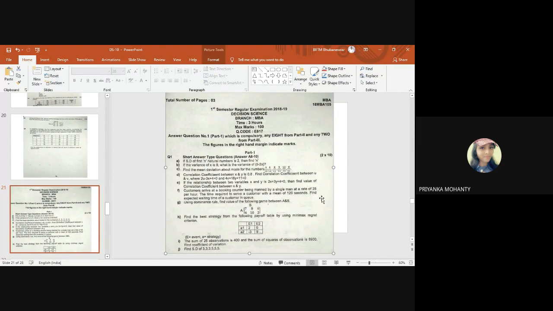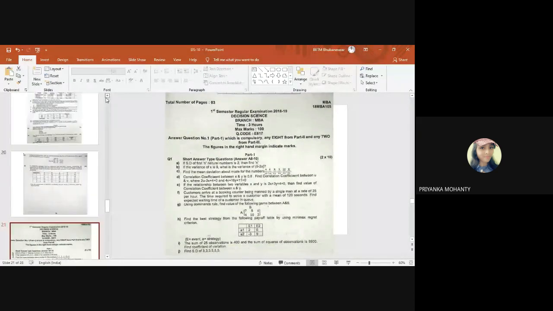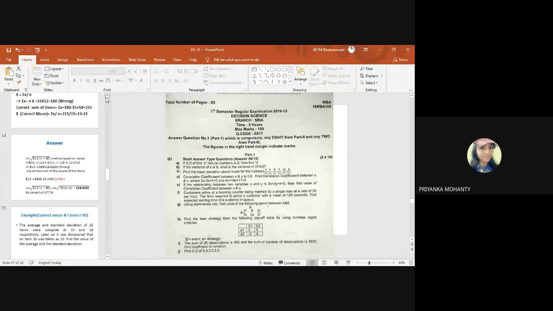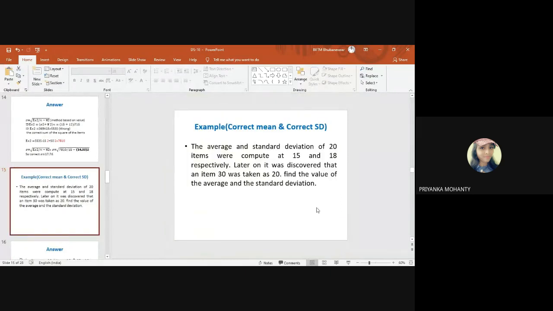Yes, sir. It would have been good if you solved the variance a bit. I will show that one. Let's solve this type of problems. For solving, there is a small assignment for you related to the type of problem we solve. Calculate this one. Average and standard deviation of 20 items were computed as 15 and 18 respectively. Later on, it was discovered that an item 30 was taken as 20. Calculate the correct value of average and standard deviation.